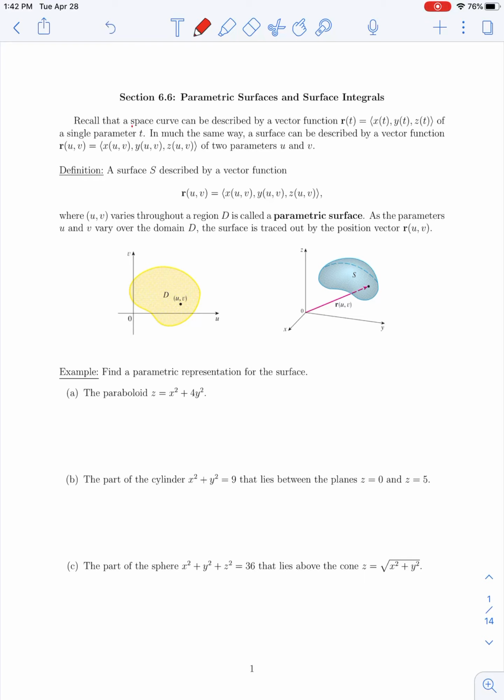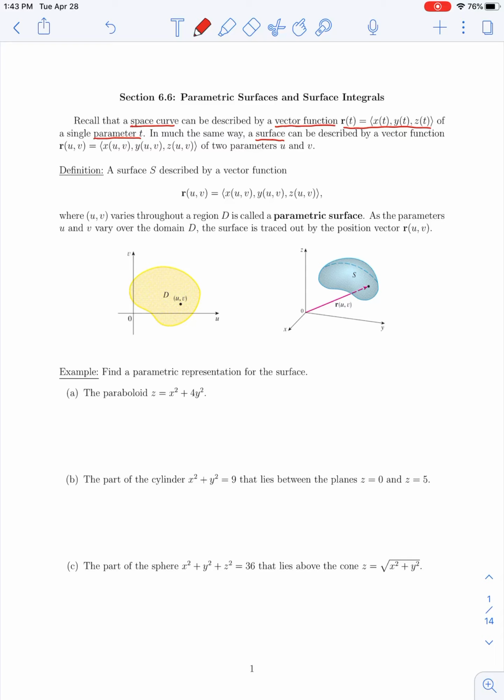If we think back to our chapter 3 material, we recall that we can define a space curve, that is a curve in 3 dimensions, by making use of a vector function, r of t, which had component functions x, y, and z of t, where this function depended on some parameter t, maybe representing time. Now, in this section, we're going to introduce the same sort of concept, but where we are describing a surface in 3 dimensions rather than a curve.